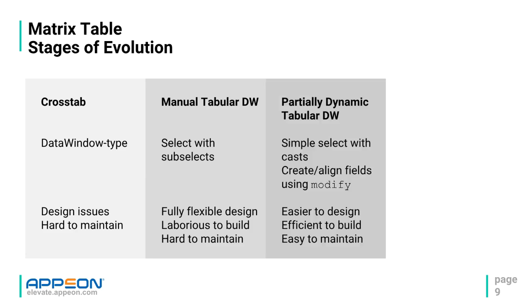Next step is the partially dynamic tabular data window, and that's where we're going. We do a select with just casts, just empty fields. We put them into the data window, but we don't design or align them. We're going to code that afterwards by using modify. That's pretty easy to design, pretty efficient to build. It's not that many lines of code. I'm going to show that in my demo afterwards, and it's pretty easy to maintain.